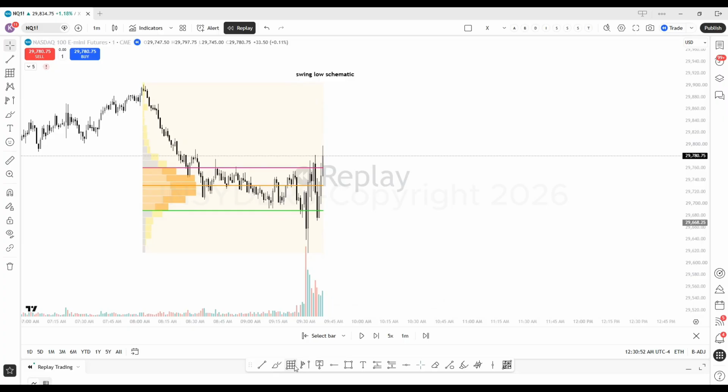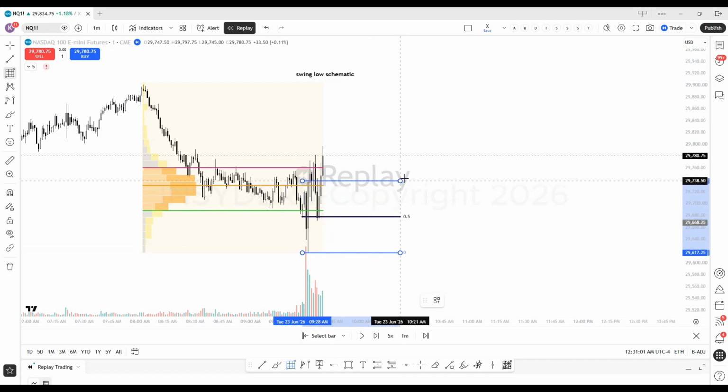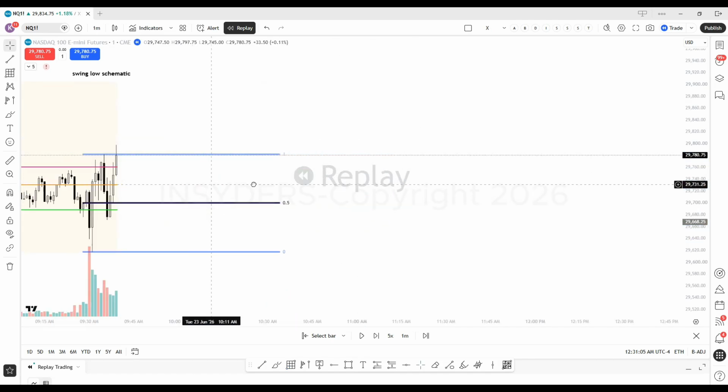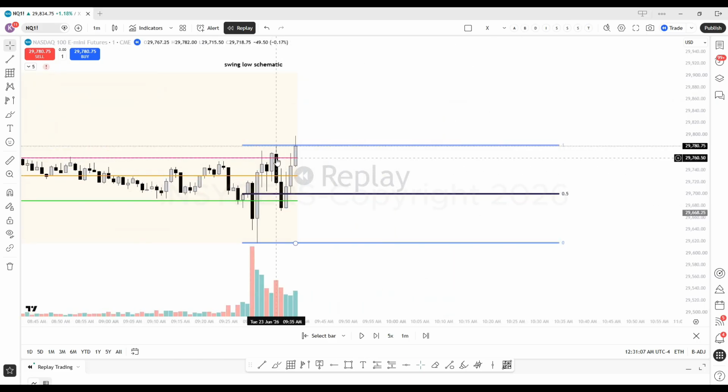So we have a swing low schematic here. If you go back to the diagram, you will see that you have to start with the swing low. Find your swing high right there. Price has to come down to the 50% line before it breaks the high. But once it comes down to the 50%, then we are able to break this high. And once this high is broken, only then is the swing low schematic defined.